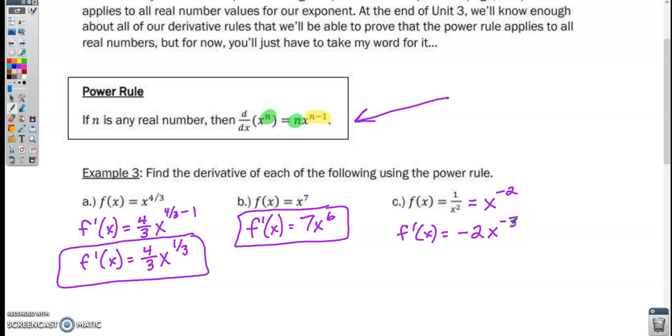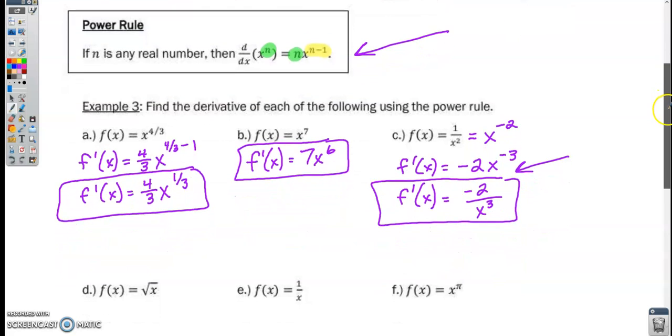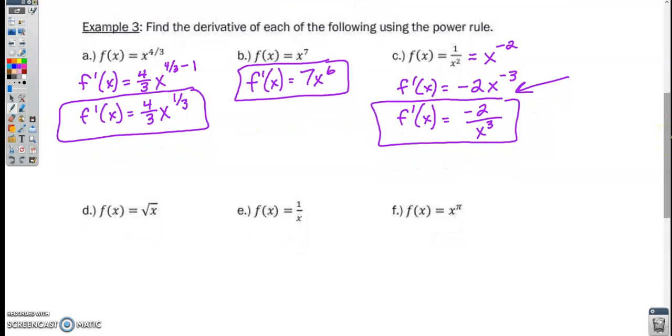Now, me personally, since we started with it in fractional form, I would probably go back to fractional form for my answer, bring this down into the denominator, and write it as negative 2 over x to the 3rd. Although this answer right here is totally acceptable, it's correct. But I tend to prefer to go back to whatever form I started in.